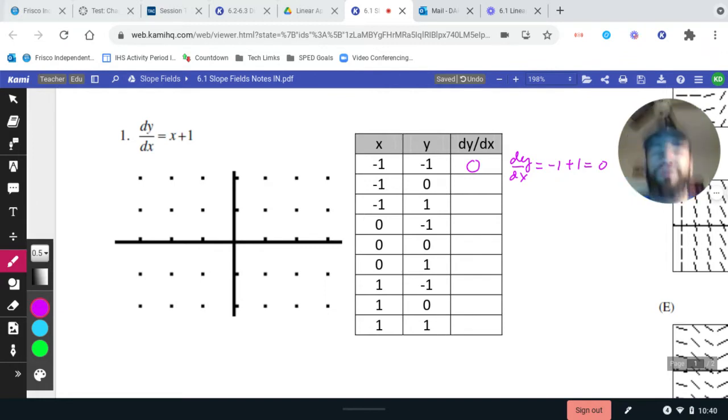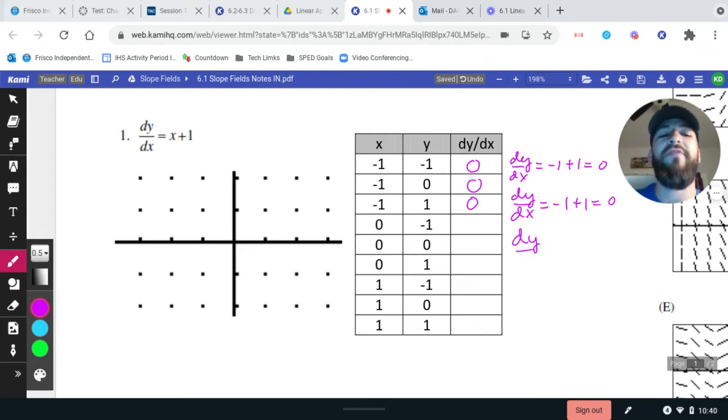Okay, just keep repeating the process. So at my next point, (-1, 0), dy over dx is equal to still -1 plus 1 because x didn't change, so still 0. So my slope at (-1, 0) is still 0. Same thing for (-1, 1), it would still be 0. I want to show you another one that's different though. So as I get to (0, -1), now I have a different value for x. So dy over dx is equal to 0 plus 1. So my slope is 1.